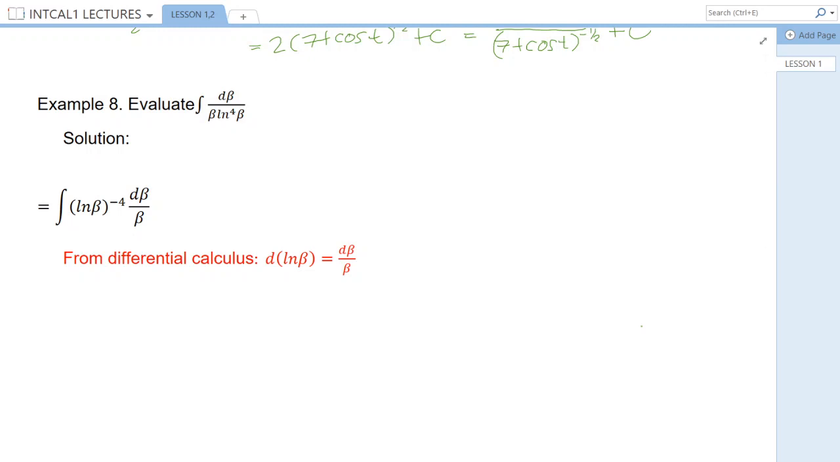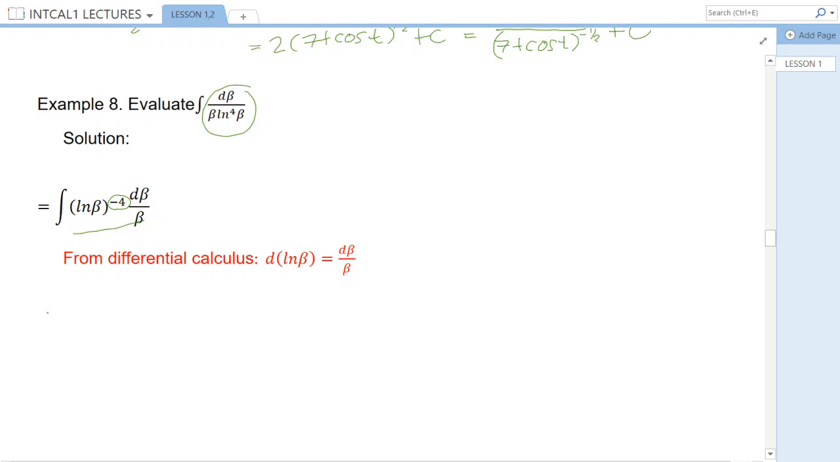For our example number 8, evaluate the integral of d beta over beta times ln raised to 4 of beta. For our solution, from differential calculus, the differential of ln of beta is equal to d beta over beta. So let us have the power rule again. Rewriting this, bringing up ln to the 4, it becomes ln raised to negative 4, since we have made it a whole number.